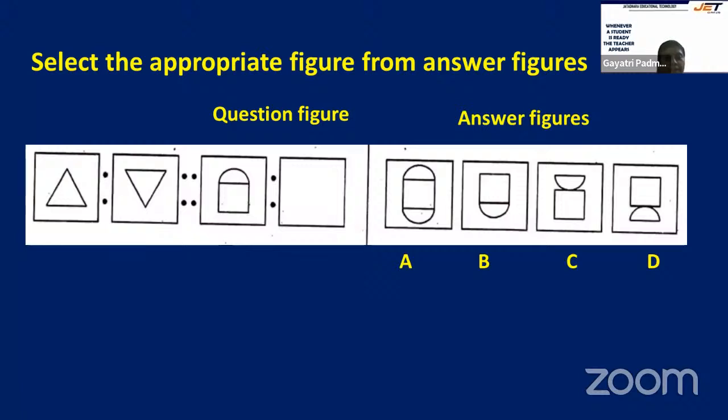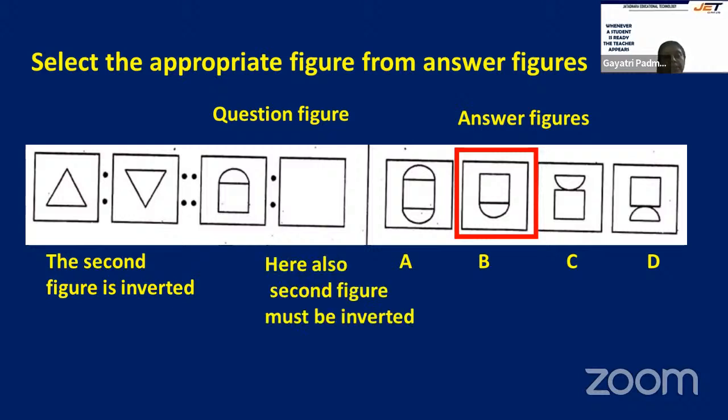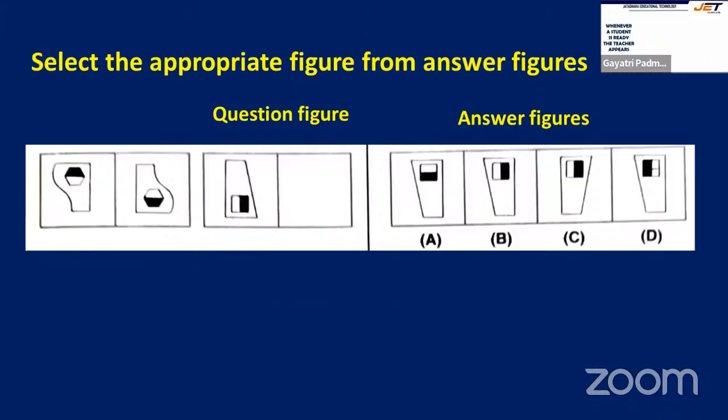We have a triangle facing upward, downward. Similarly, we have a semicircle with square. And where should it face? It should be option B, where it is facing downwards. The second figure is inverted. Here also the second figure must be inverted. All right, let's see the next question. What could be the missing figure?